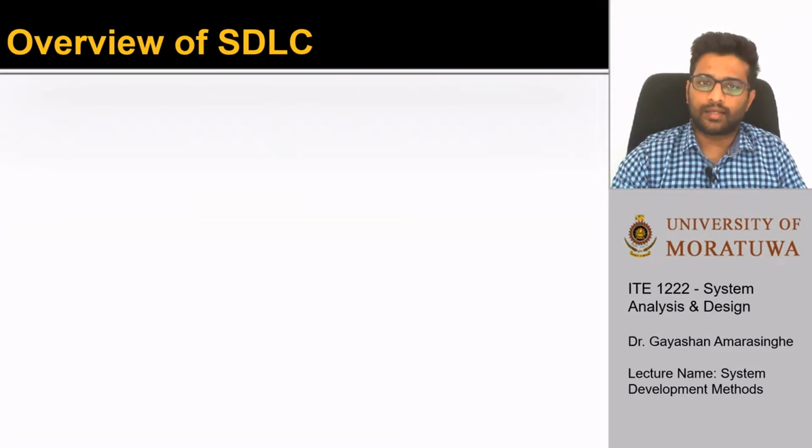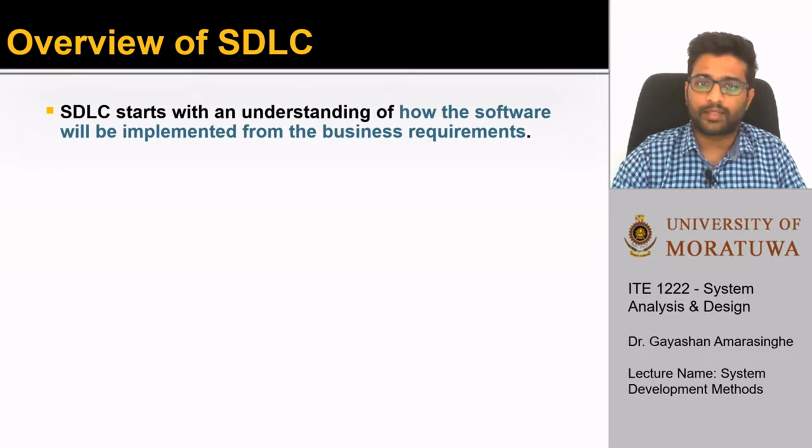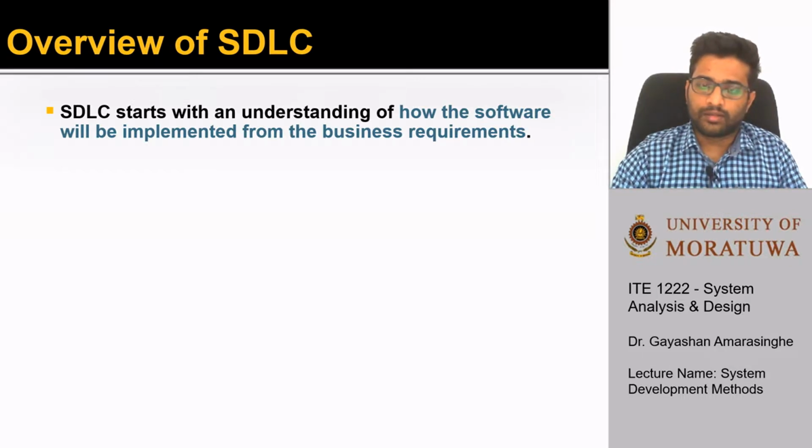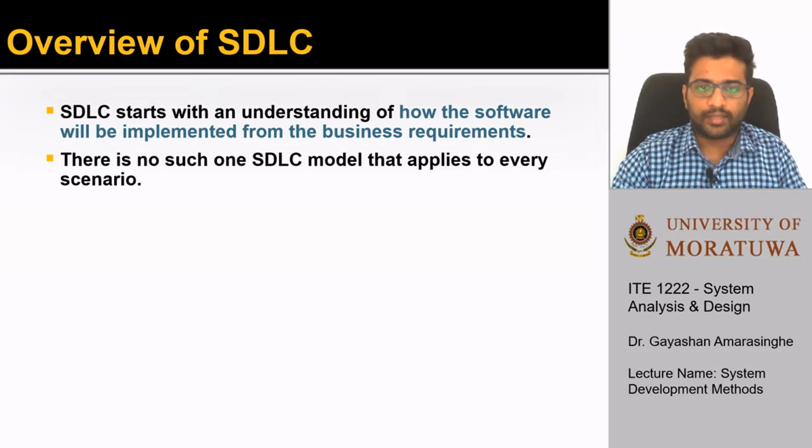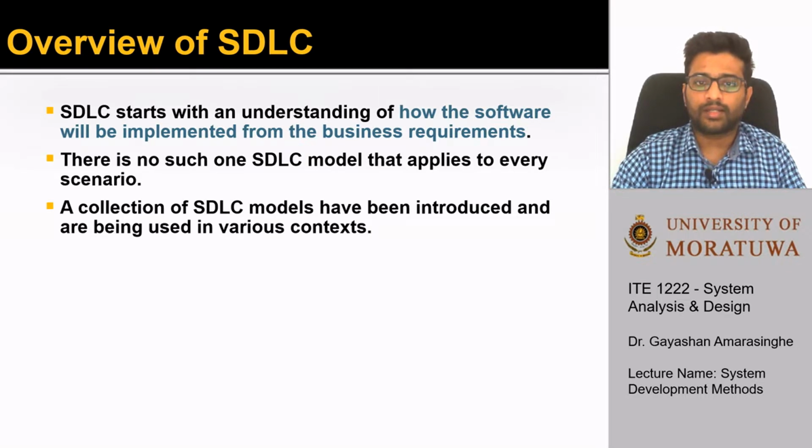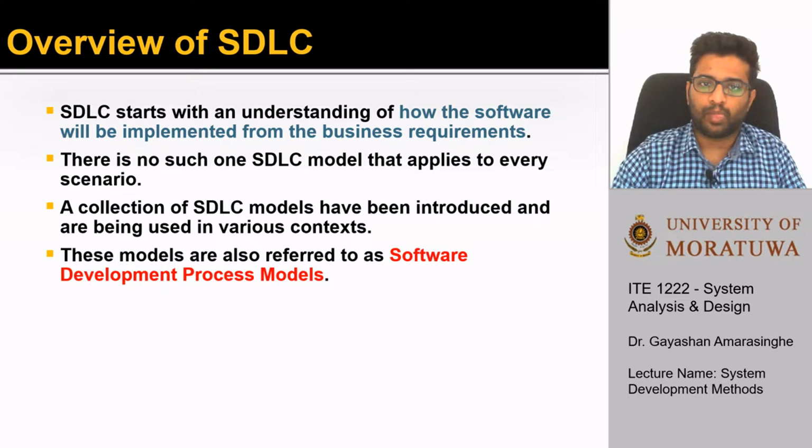Software development lifecycle is a sequence of steps which presents a general perception of the entire software development process. It starts with an understanding of how the software will be implemented from the business requirements. There is no one unique SDLC model that can be applied to every scenario. Thus far, a collection of SDLC models have been introduced and are being used in the industry in various contexts. These models are also referred to as software development process models.